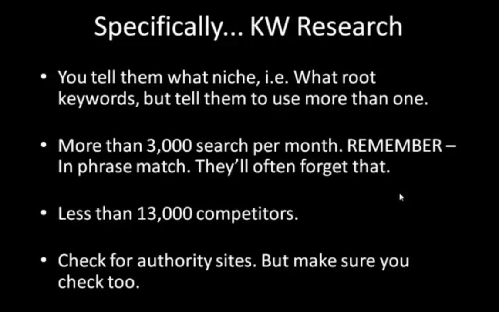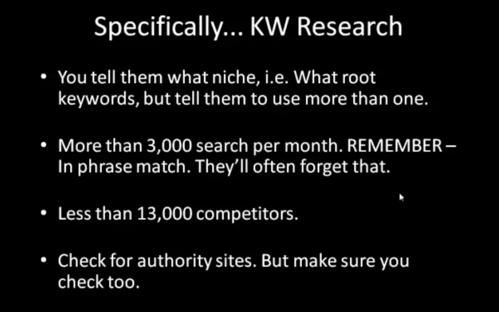So the next one is obviously less than 13,000 competitors. That's pretty self-explanatory. Make sure they're typing the keyword in quotes into Google, and make sure they're then removing the quotes when they need to check for authority sites. But make sure you check too. Maybe give them some advice on sites to avoid: Wikipedia, WikiHow, big authority sites like that, sites with a really big page rank, things like that. Okay, so make sure to look out for that.